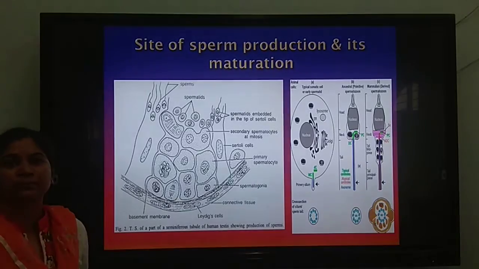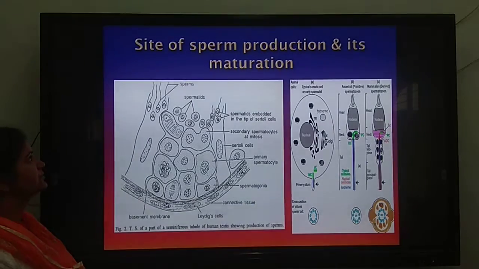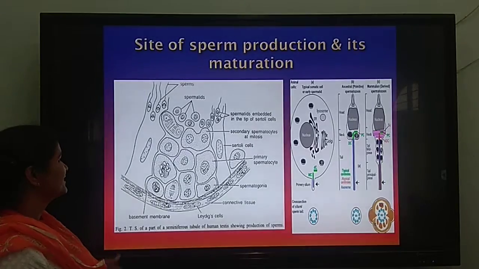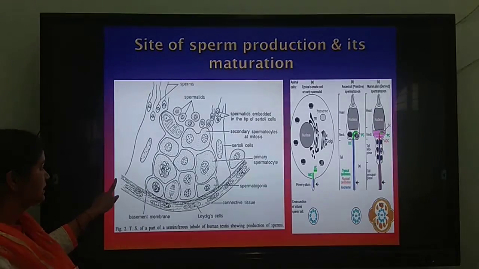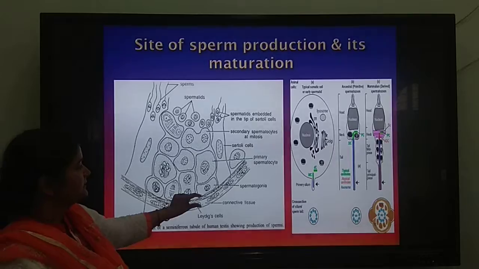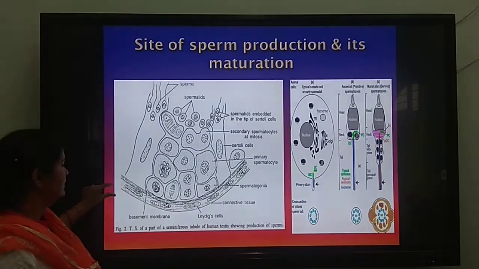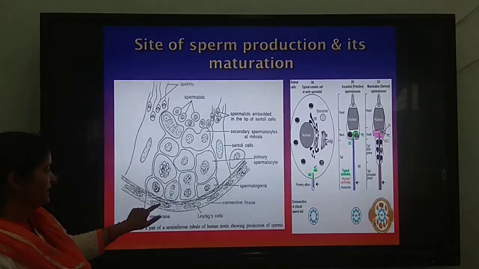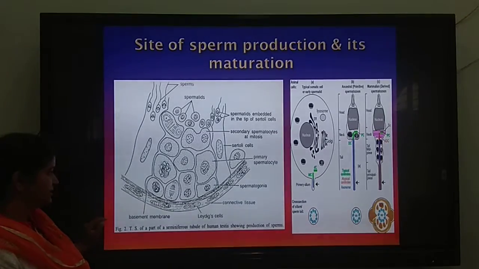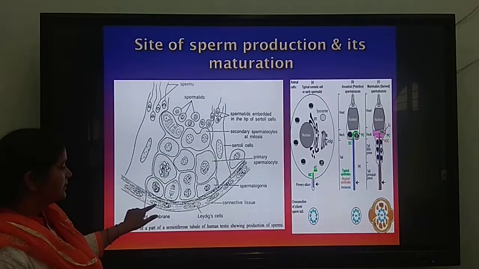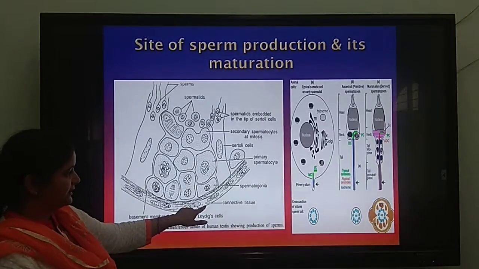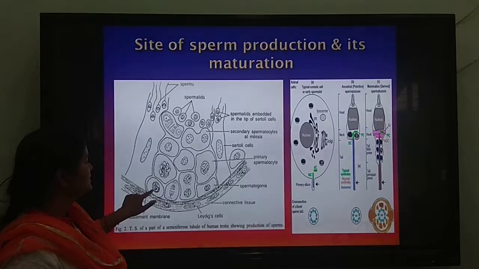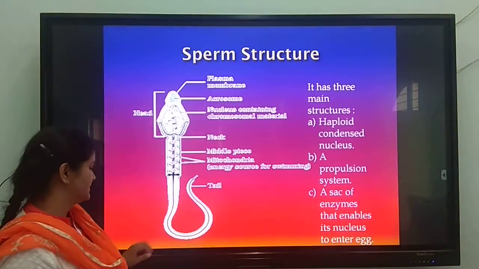So site of sperm production, where are sperm produced in human? You can see an image of section of seminiferous tubule. This is the outermost layer, tunica albuginea, and on this there is basement membrane inside to it. The outer layer is having Leydig cells, connective tissues, and inner layer of the seminiferous tubules are having layer of cells.